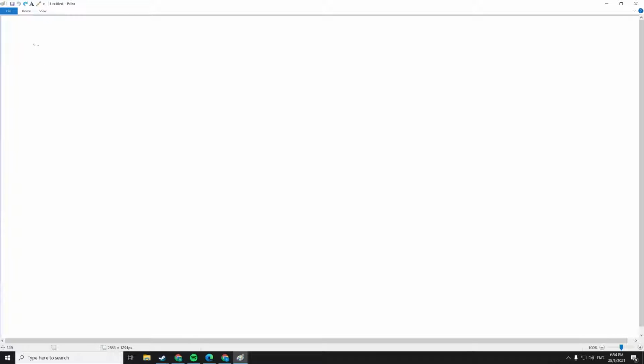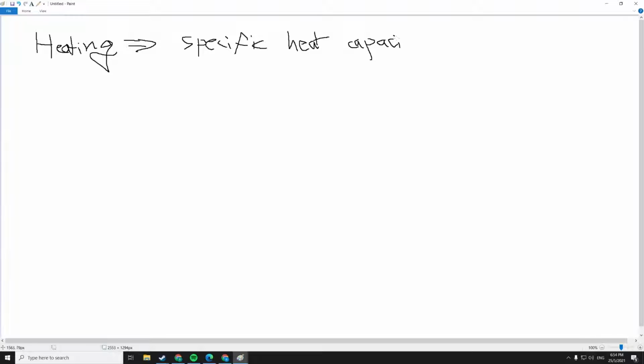And the second part is going to be about heating, and specifically about this one thing called specific heat capacity. So suppose I have a container over here. Alright, I have a pot. And I have a pot over here. Okay? In this pot I have water. And in this pot I have some oil.